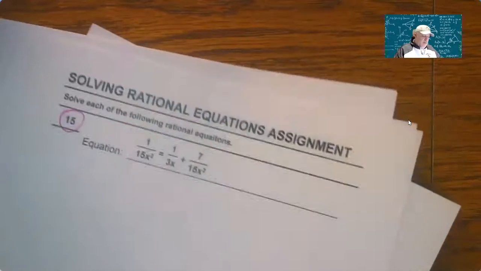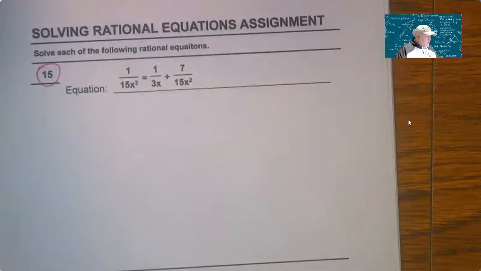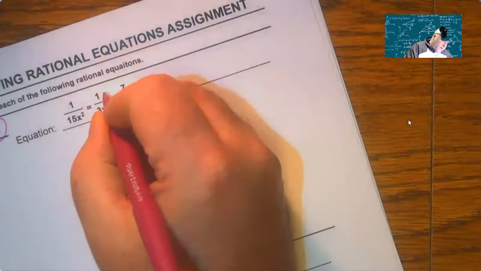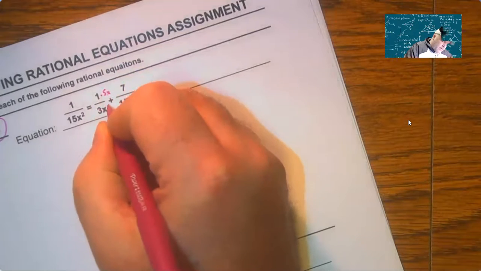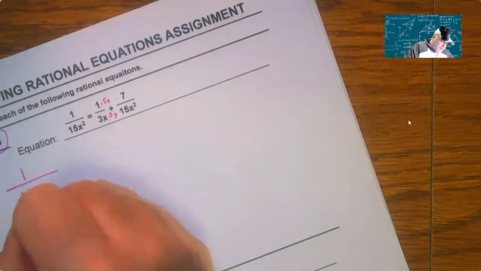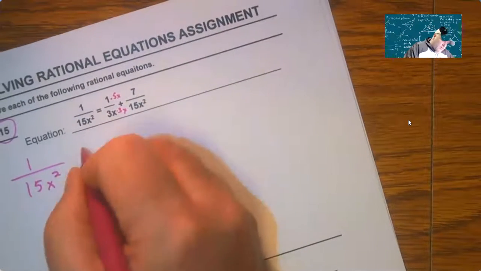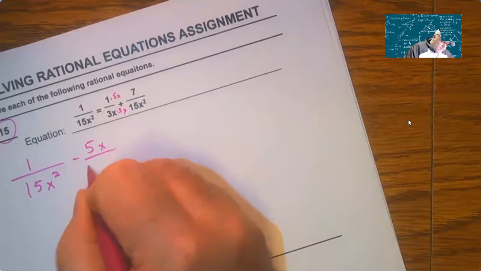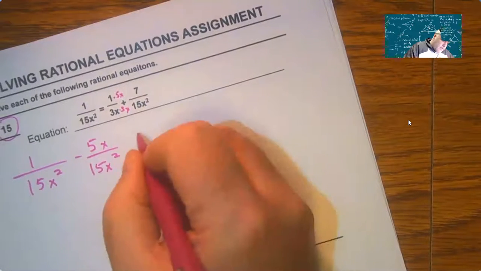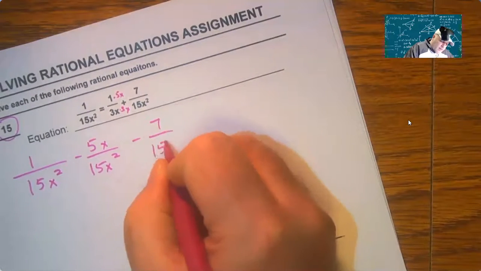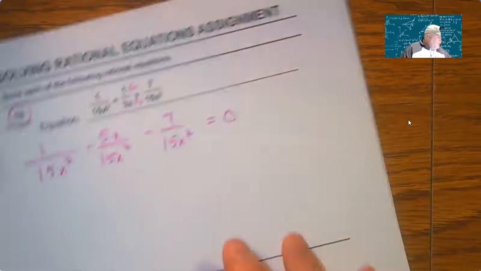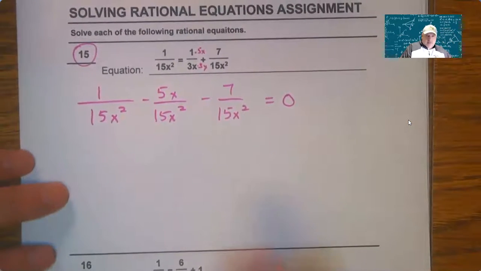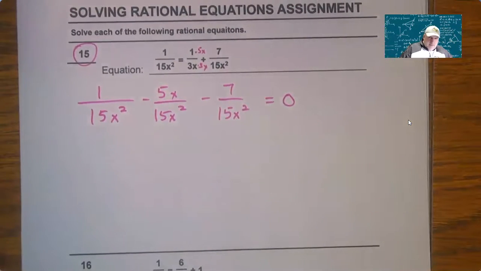Okay, and then problem 15. To conclude our festivities on the first assignment here. So notice we're missing a 5x on top and bottom. So we have 1 over 15x squared minus 5x over 15x squared minus 7 over 15x squared equals 0. Just make sure you've got all the signs right as you take everything to the left.